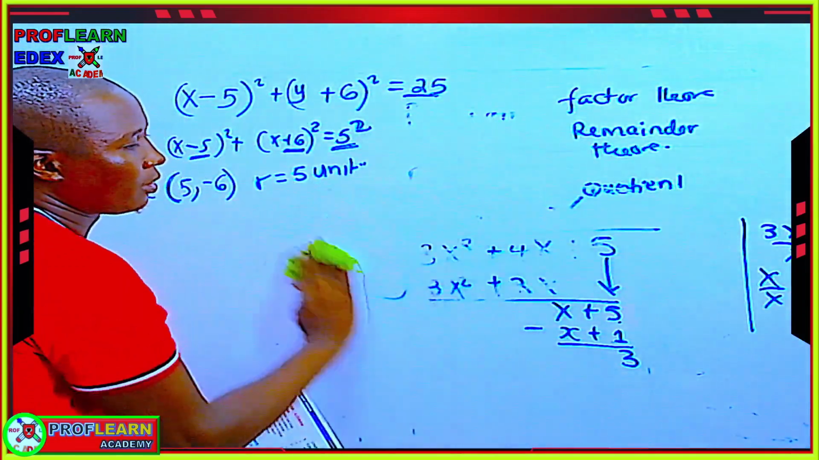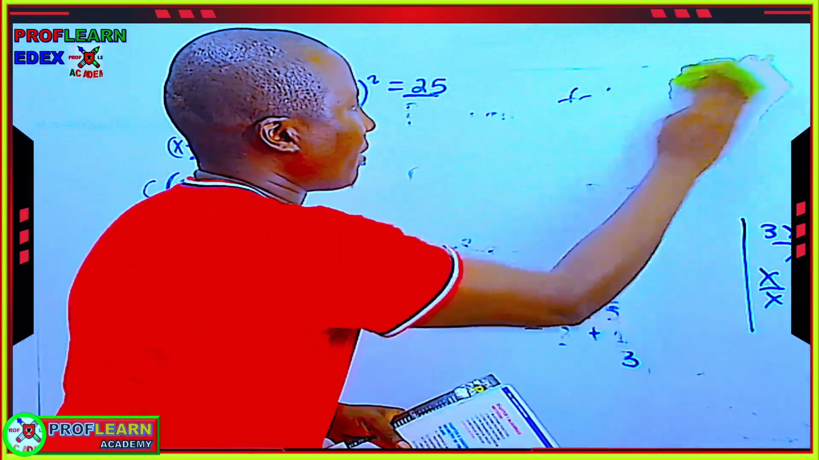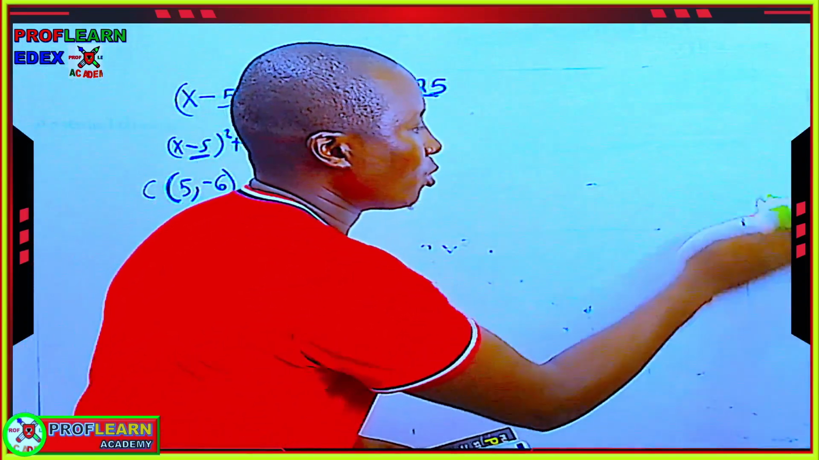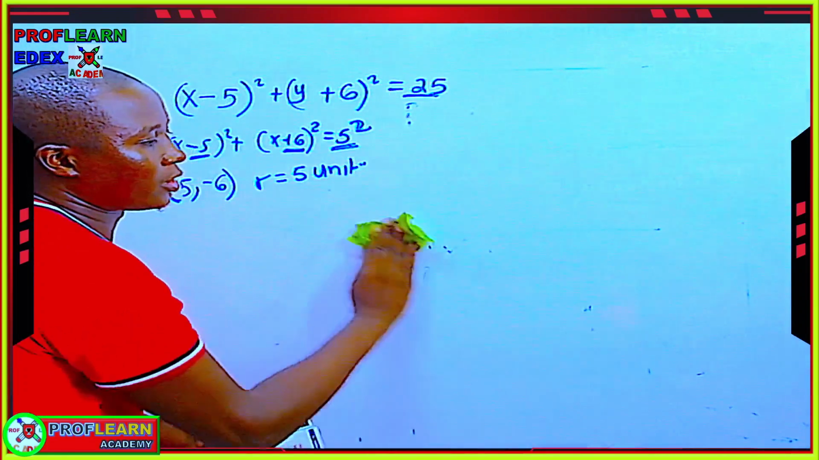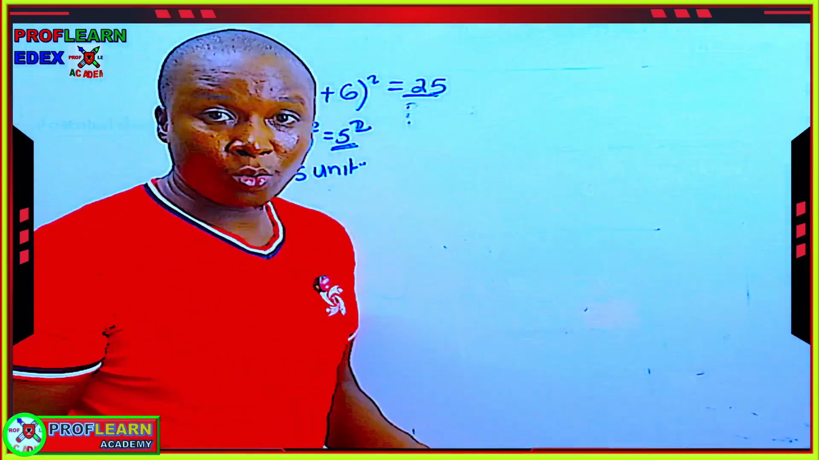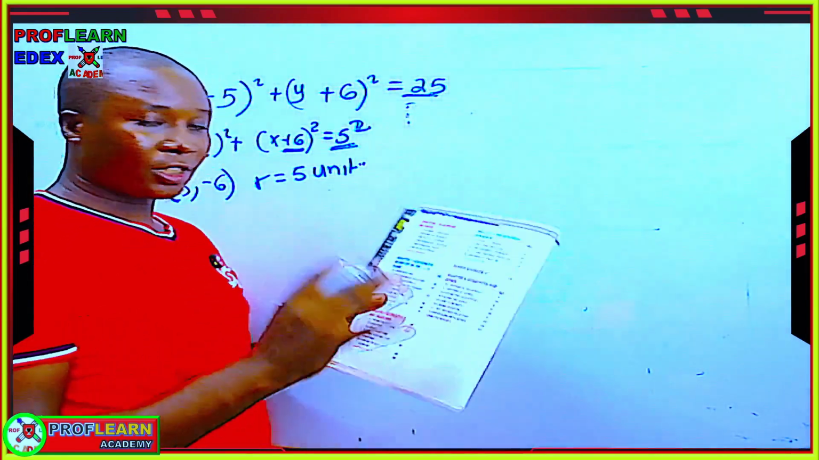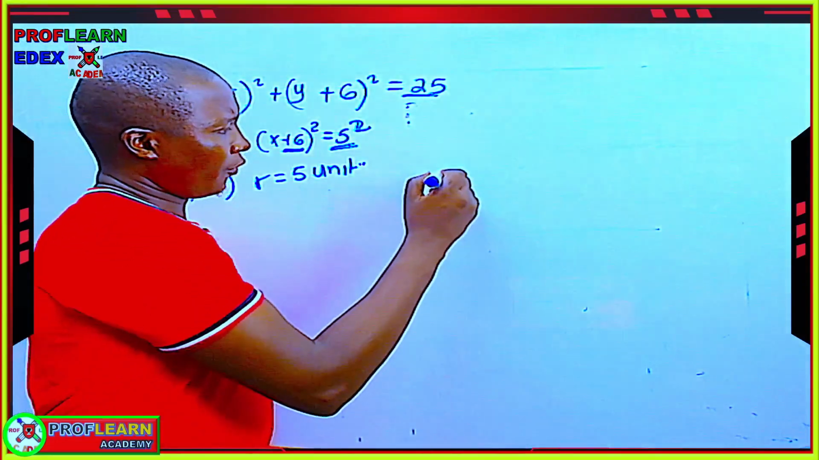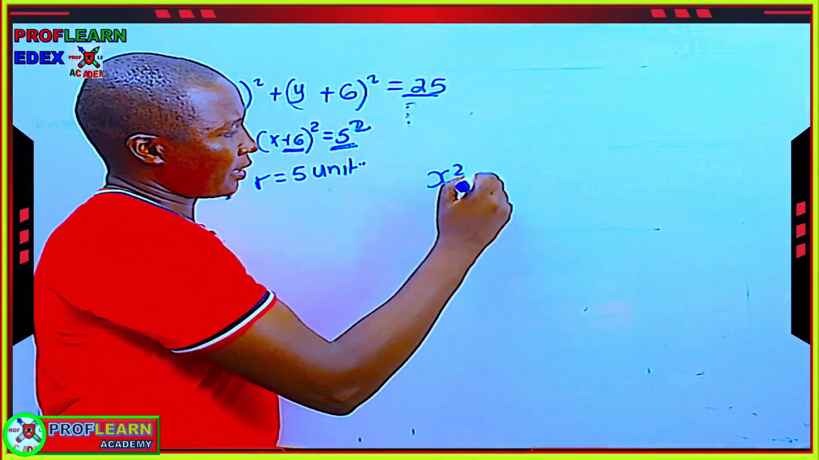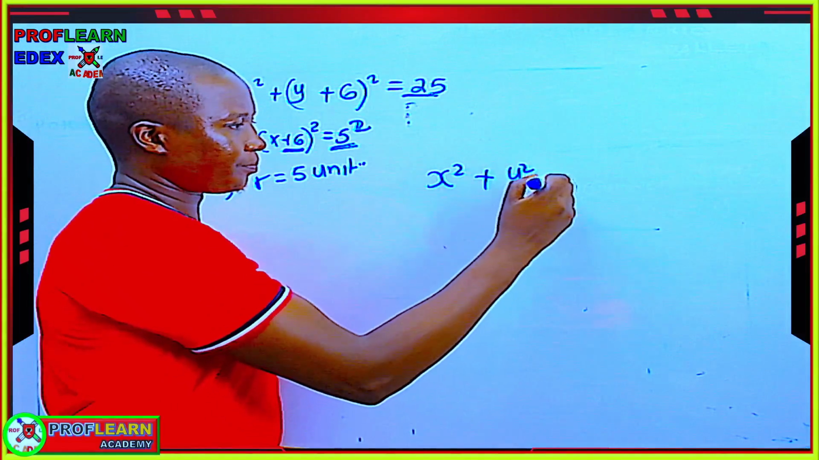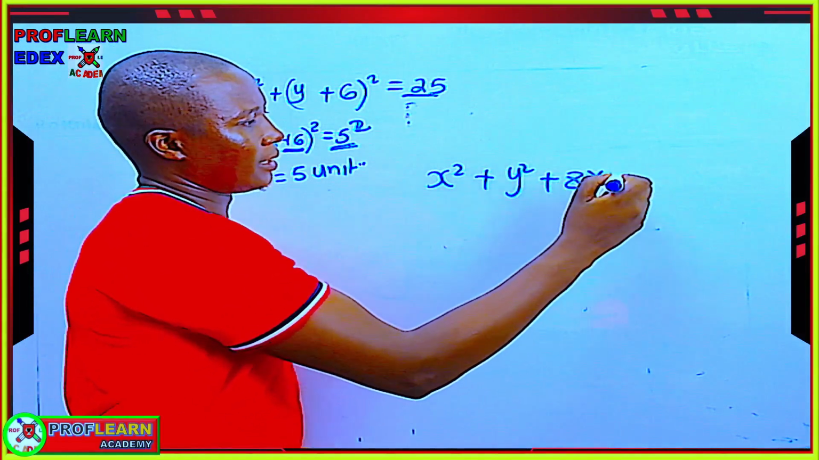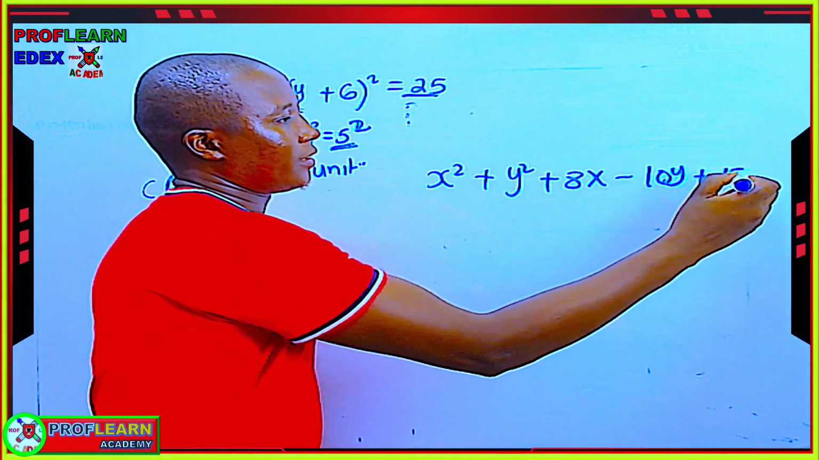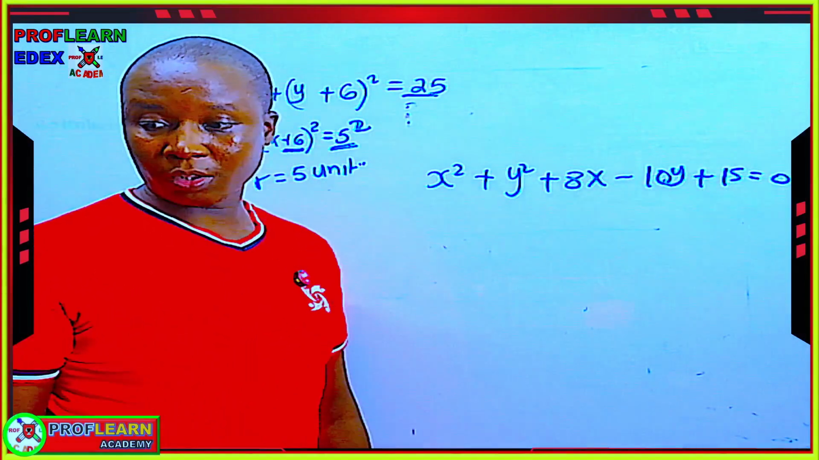I would also like to remind you that you should not forget how to do some of the topics that were in P1. For instance, you learned about completing the square. Is it going to be in P2? Yes, it's going to be in P2. So for instance, if you have x squared plus y squared plus 8x minus 10y plus 15 equals to 0, this is an equation of a circle.